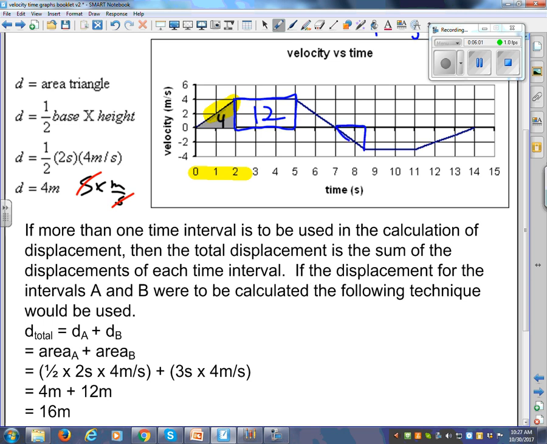Again, it's a triangle, okay? So I'm talking about this area here. I would encourage you to shade that in. Okay?